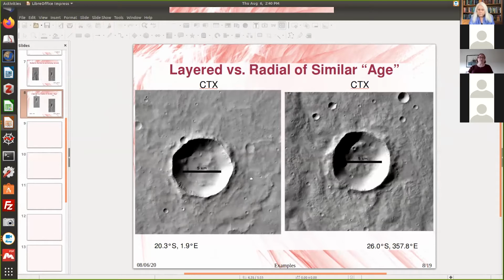I was just noting that maybe this is one of those hints that if this was initially a radial ejecta crater, which we don't know because we don't have any more clues to tell us, but if it was, it lost its ejecta faster than this layered ejecta crater. If it was layered, then there might be something going on in one area of the planet versus another, such that the ejecta got erased faster there.